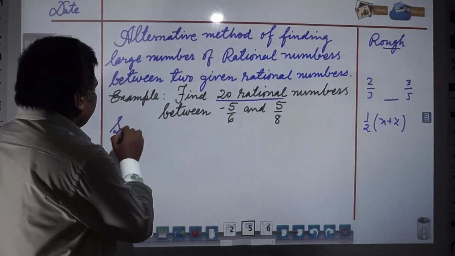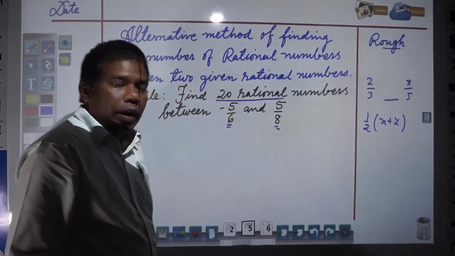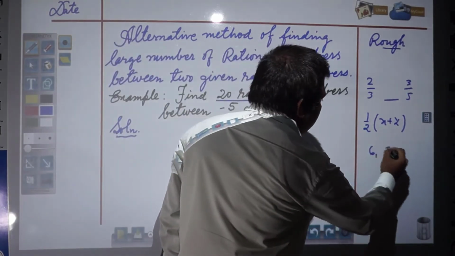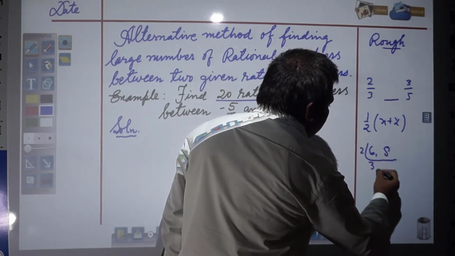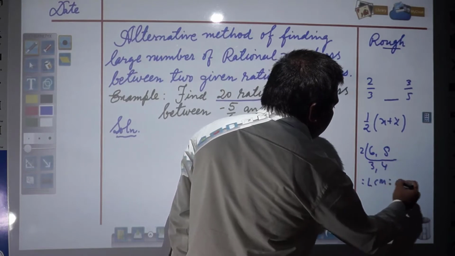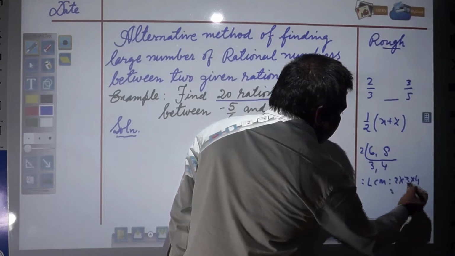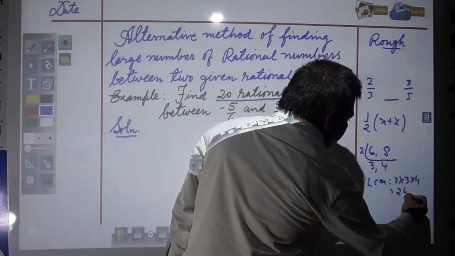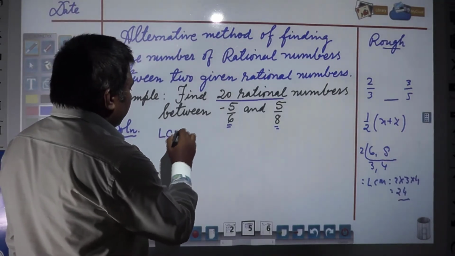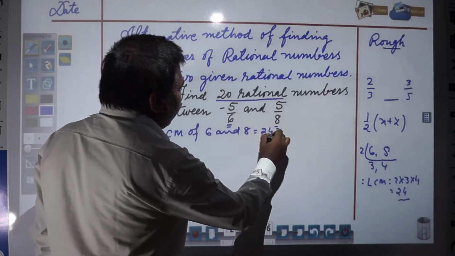What we will do, first you find out the LCM of the denominators. So here you have denominators 6 and 8. You find out the LCM of 6 and 8: 2 3s are 6 and 2 4s are 8, and you will get the LCM as 2 into 3 into 4, which is 24. So LCM of 6 and 8 is equal to 24.